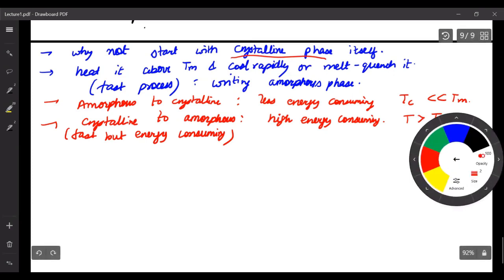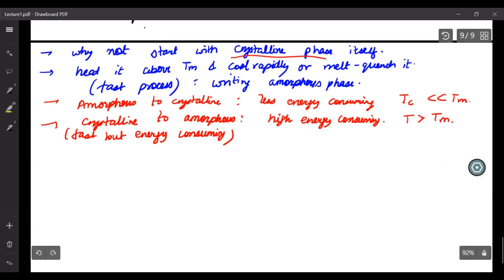That is the reason your CD writers were not installed ever in your mobile phones. Size was also one constraint, but they could have installed it on your tablets, but they didn't do it just because this is a very energy consuming process. Anyways, tablets were also not there at that time, but even when tablets were first invented, DVDs were still prevalent, but still they didn't go for it just because of this energy. So they started using this crystalline phase in your optical disc.